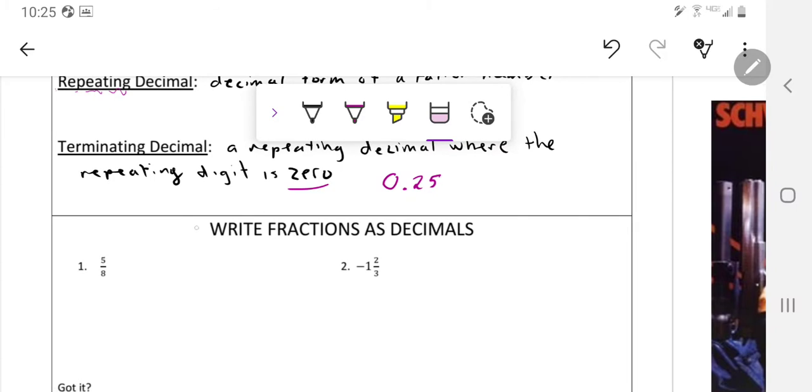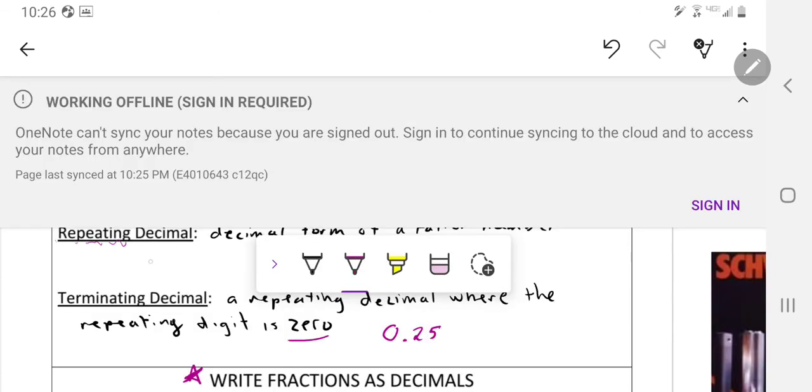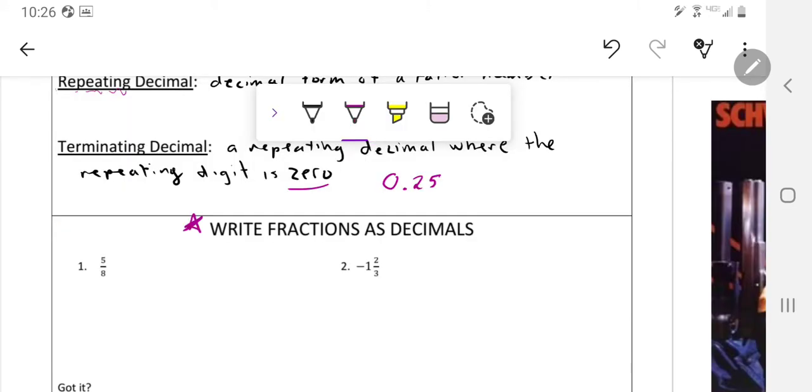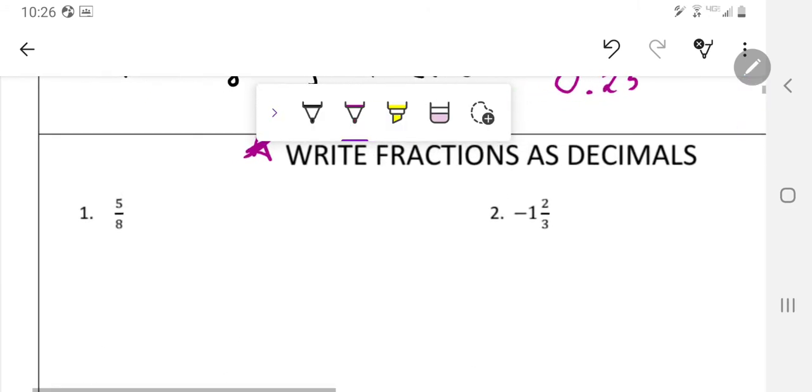All right. Let's go on to the meat of the lesson here. Write fractions as decimals. Okay. This is a skill that you have practiced before. We are simply going to convert these fractions to decimals. Now, there's several ways to do it. The foolproof way, the way that works every time, is going to be to turn it into a division problem because a fraction can be thought of as division. This is 5 divided by 8.